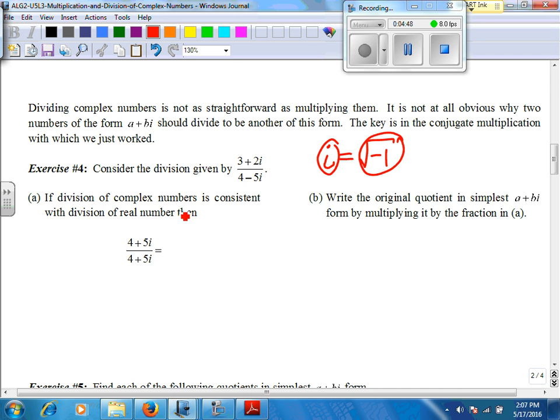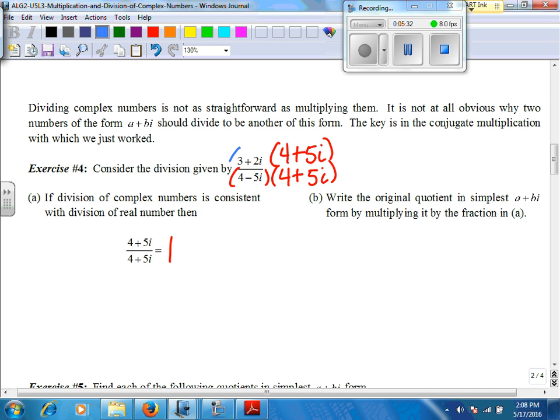So if a division of complex numbers is consistent with the division of a real number, if we divide something by itself, it's really the same as dividing or multiplying by 1. So let's see, in B, write the original quotient in simplest a plus bi form by multiplying it by the fraction in a. Okay, so we're going to use this fraction, just like we did with the radicals, to simplify this expression here. And the reason we're using 4 plus 5i is because 4 plus 5i is the conjugate of 4 minus 5i. So we're using the conjugate of the denominator, but if we multiply the denominator by 4 plus 5i, we need to do the same to the numerator. Okay? Just like we did with radicals.